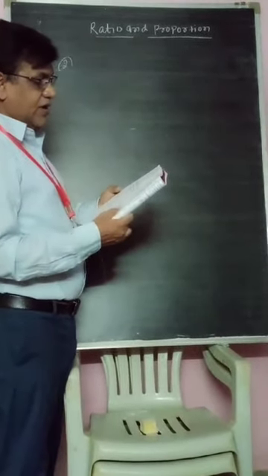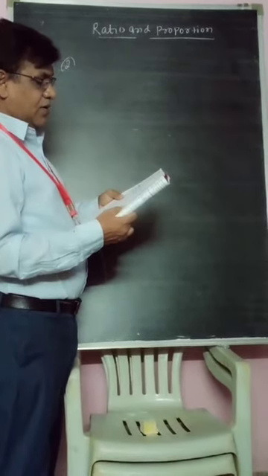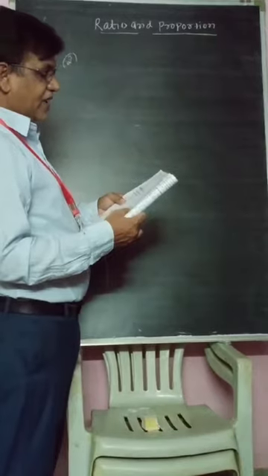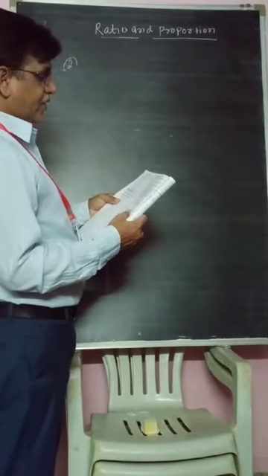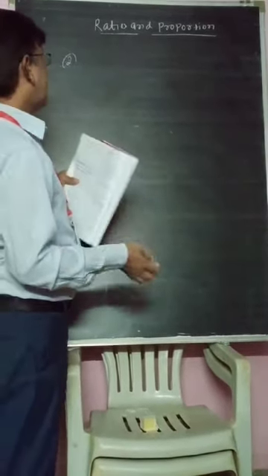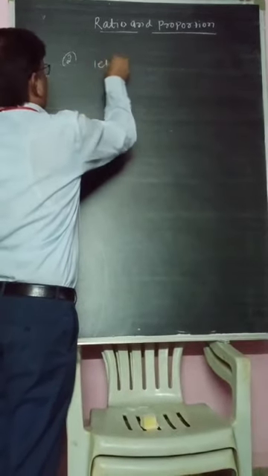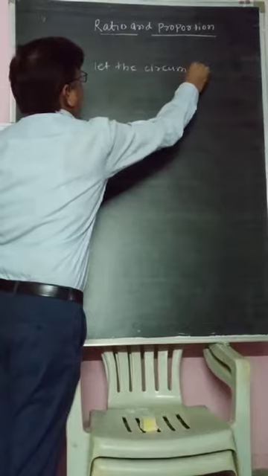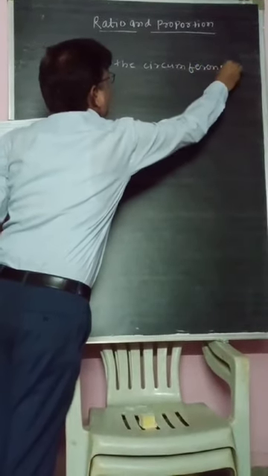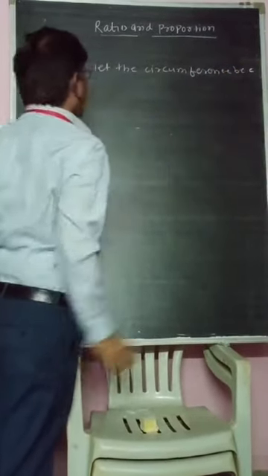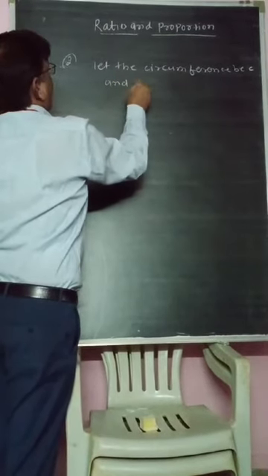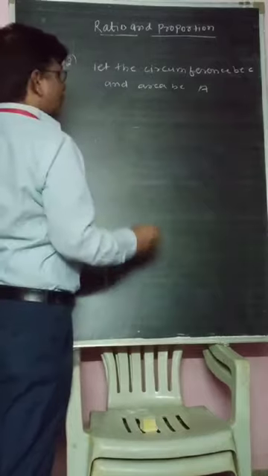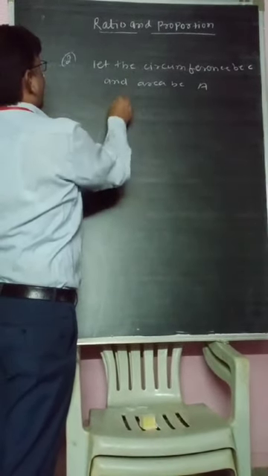The ratio of the circumference of a circle with radius r to its area means the ratio of circumference to area. Let the circumference be C and area be A. Then you have to find out C by A.